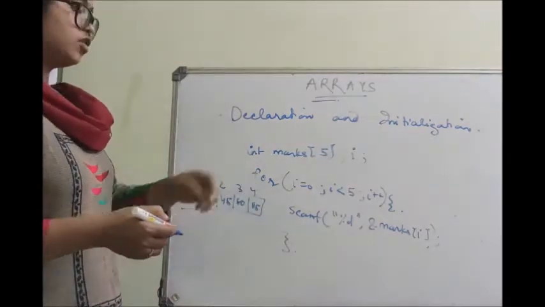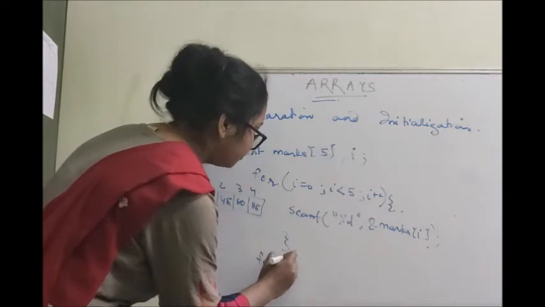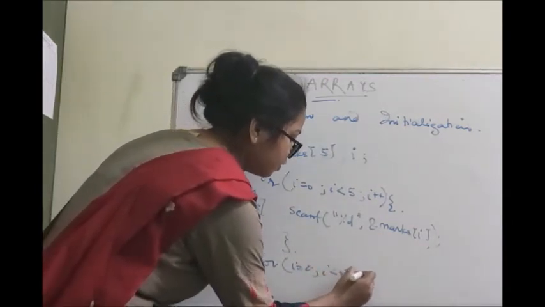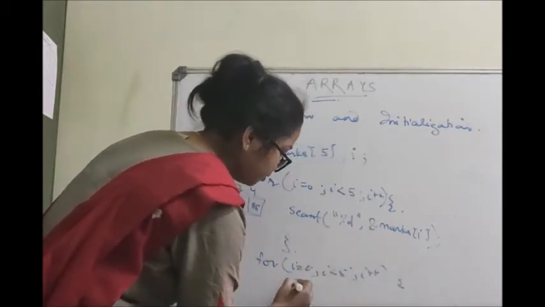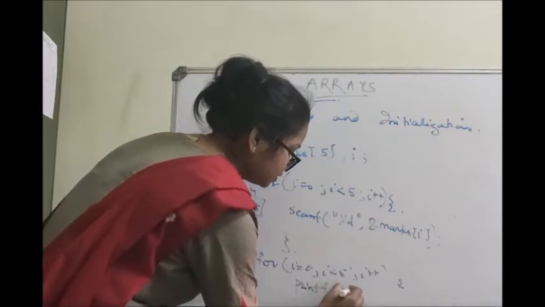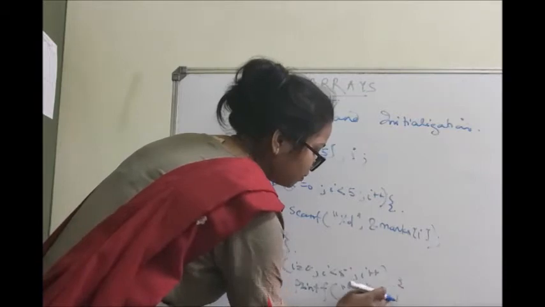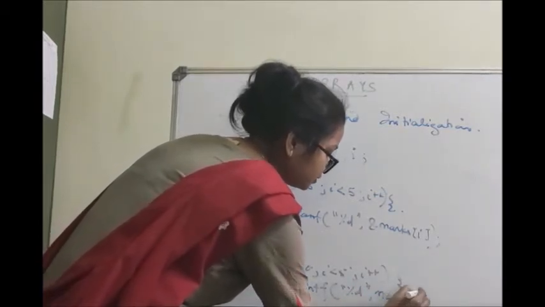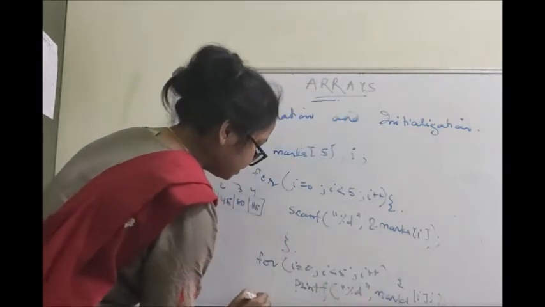Then of course we can print it. Again within a for loop, i less than 5, i plus plus, we can simply print it. printf percent d, the array name is marks, marks i. Okay, I hope it is clear now.